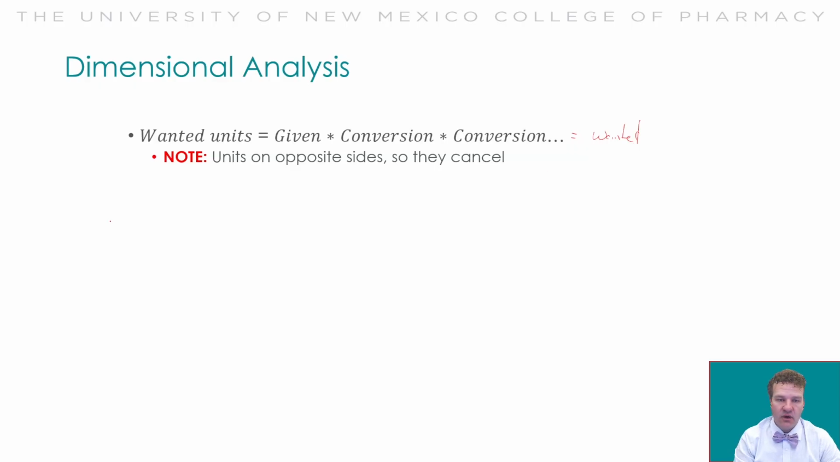Okay? So what would that look like? So we have wanted equals given times conversion times a conversion. Now, let's say we wanted grams, but we're given milligrams.